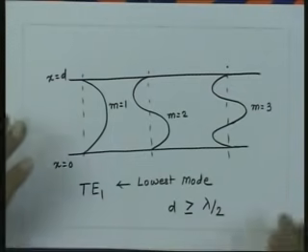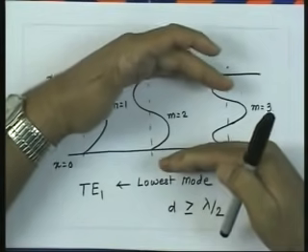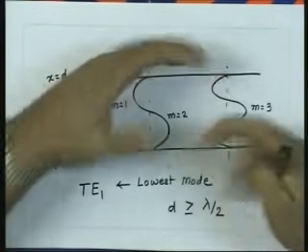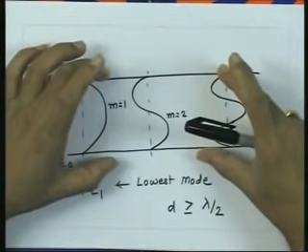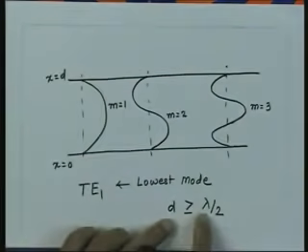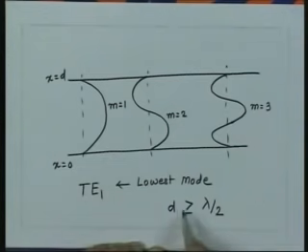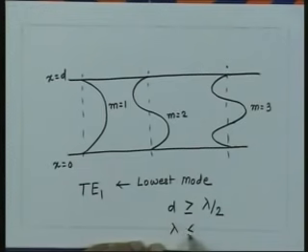And that is a very important conclusion. What that means is, once the separation between these two planes is given, that means the height of the parallel plane waveguide is given, I require a wavelength which is small enough so that this condition is satisfied. Or if I invert this, essentially my lambda should be less than or equal to 2d.